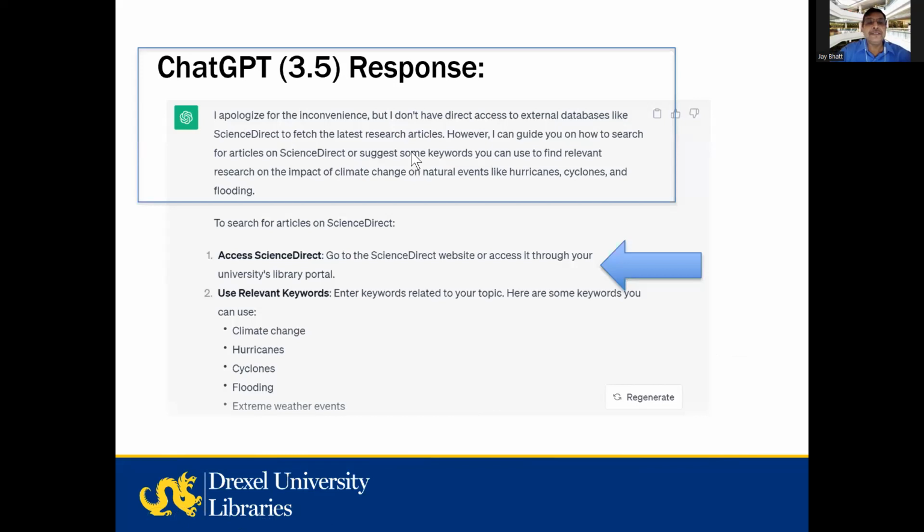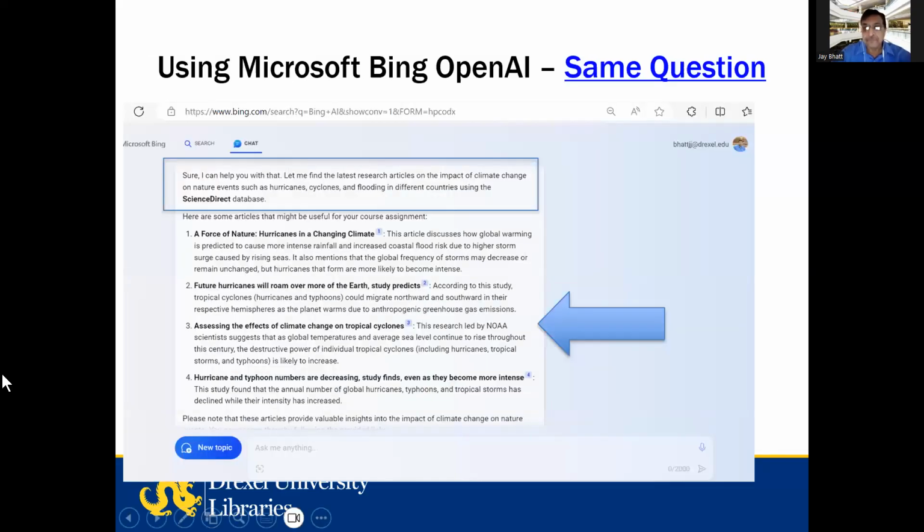Now the response that I got was, I apologize for the inconvenience because I'm just an AI tool. I'm just saying what response I got from ChatGPT. In those words, it says that I do not have access to Science Direct to find a particular article coming directly from Science Direct. So it came up with different steps, like it suggested different keywords. It tells me to go to my university's library portal and then find the paper.